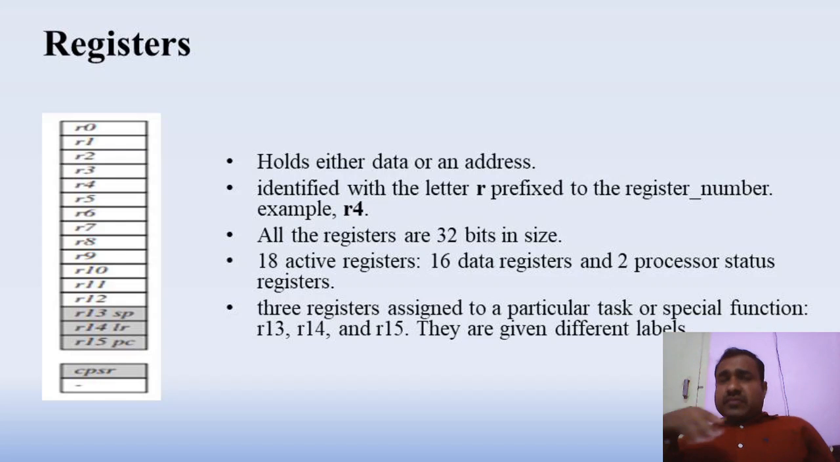So from R0 to R12 are purely general purpose registers, and 3 registers, that is R13, R14 and R15, have got some special functionality. Those can also be used as general purpose, provided they are not being used for the functionality which is meant for them.